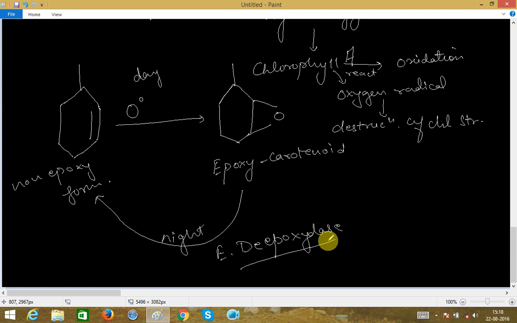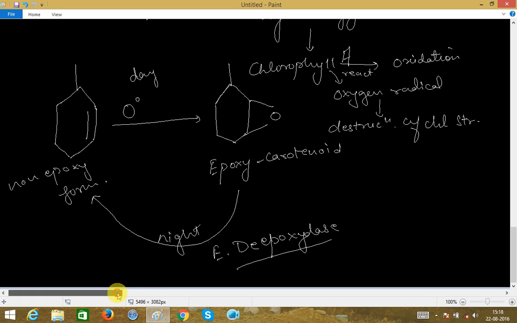This shield pigment, carotenoids, they act as the shield pigment, or how they are protecting chlorophyll A from being photo-oxidized, or how they are helping chlorophyll A, or why they are acting as the shield pigment. These are very frequently and very nicely asked questions in the medical entrance examination. So please focus on this portion.